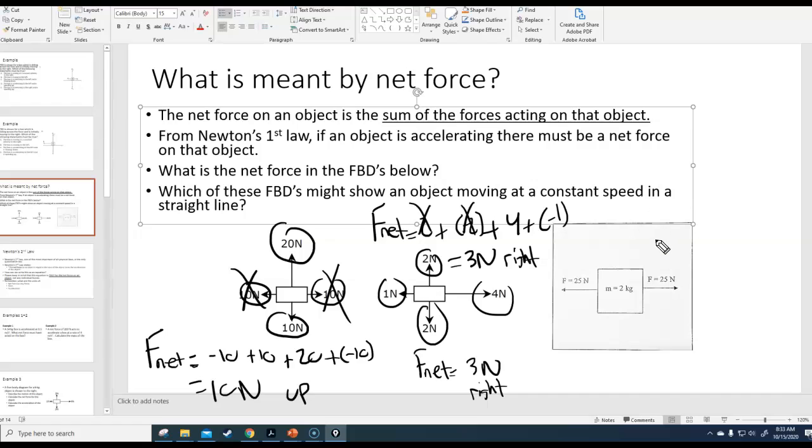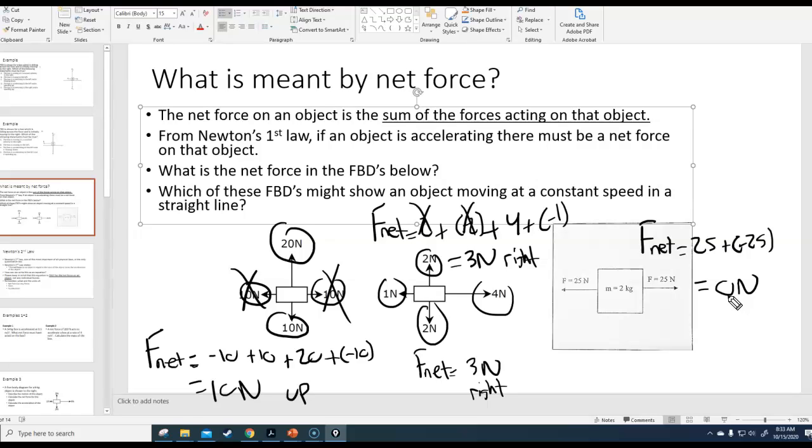Okay, what about the net force for the last one? Well, here we just have F net equals 25 plus negative 25. It's negative because it's going to the left in the negative direction, and so that gives me a net force of 0. Okay, so net force, as long as they give you the values, is very easy to calculate.